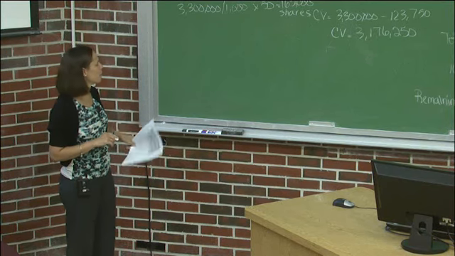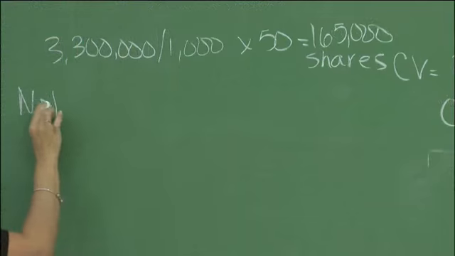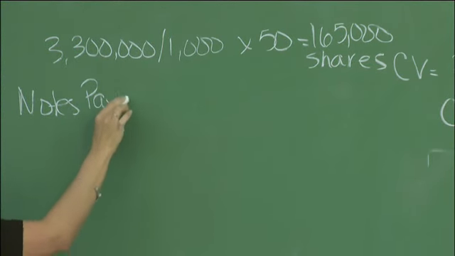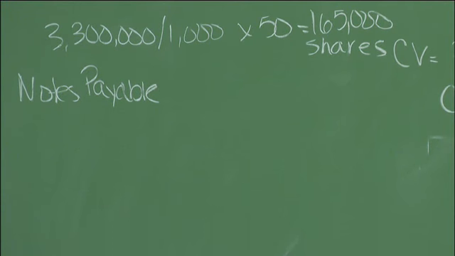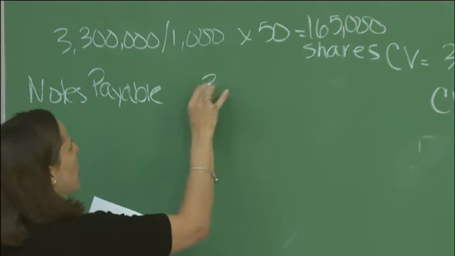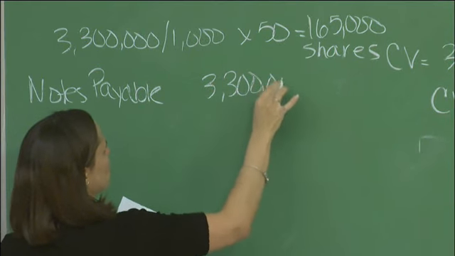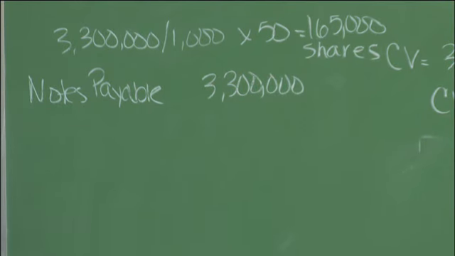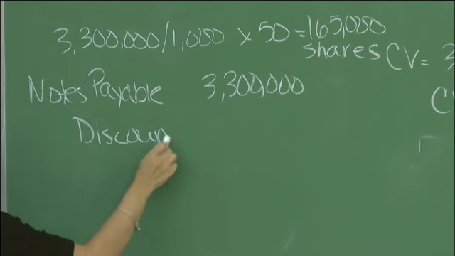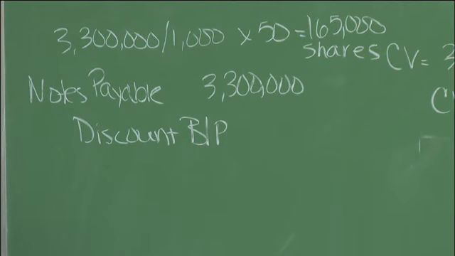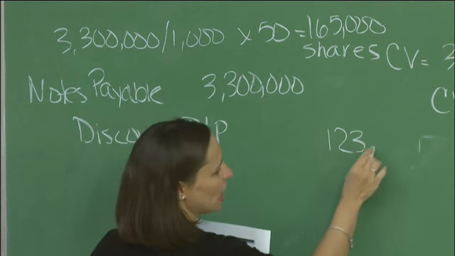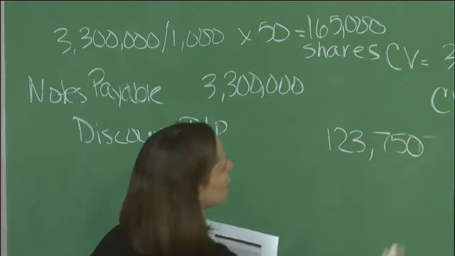So now we make our conversion entry. We take the liability off the books, so we debit the notes payable. Again, if this was a bond, it'd be bonds payable for that maturity value, $3,300,000. We credit the discount for the amount of unamortized discount that remains on our books, the amount that we computed over there, $123,750.